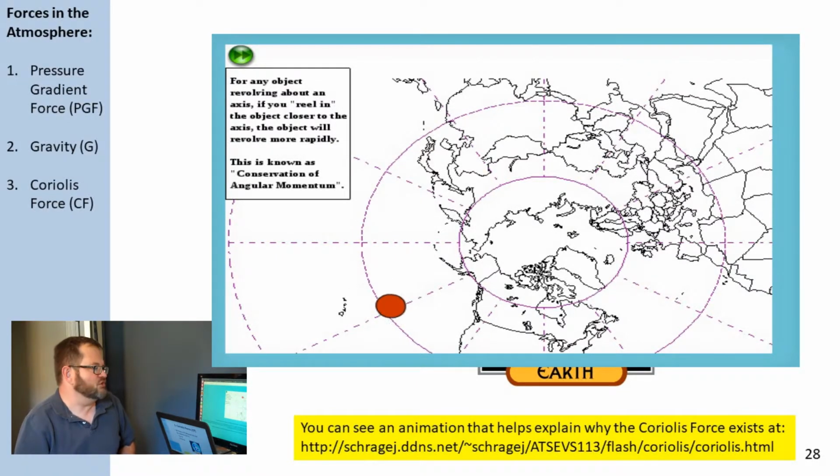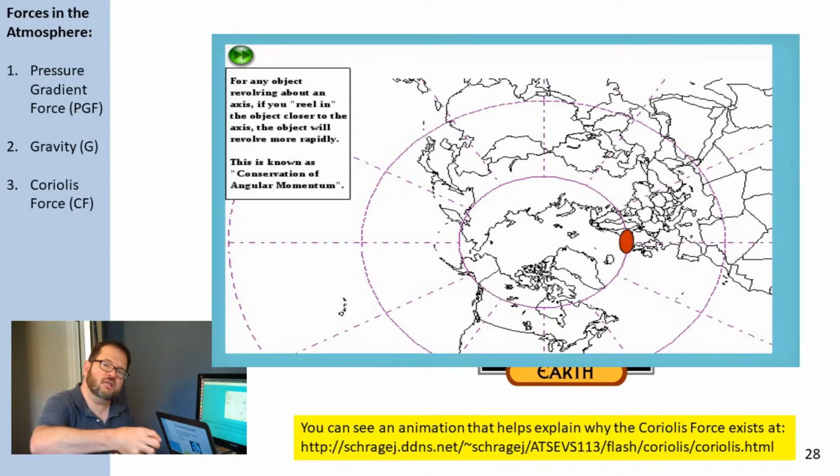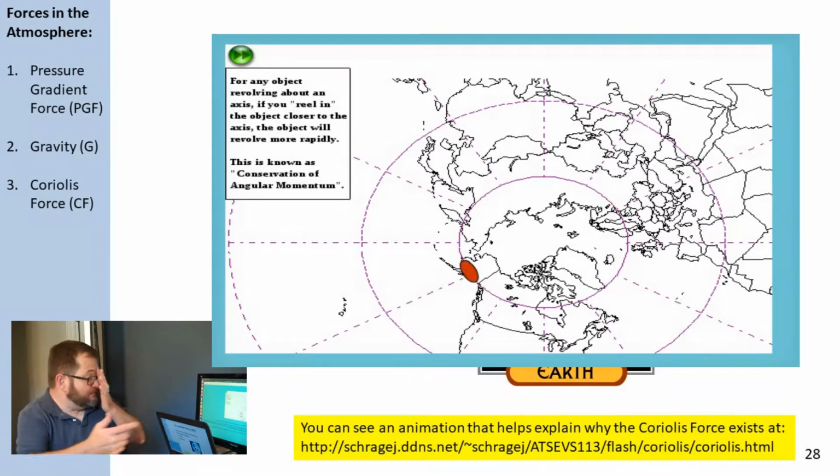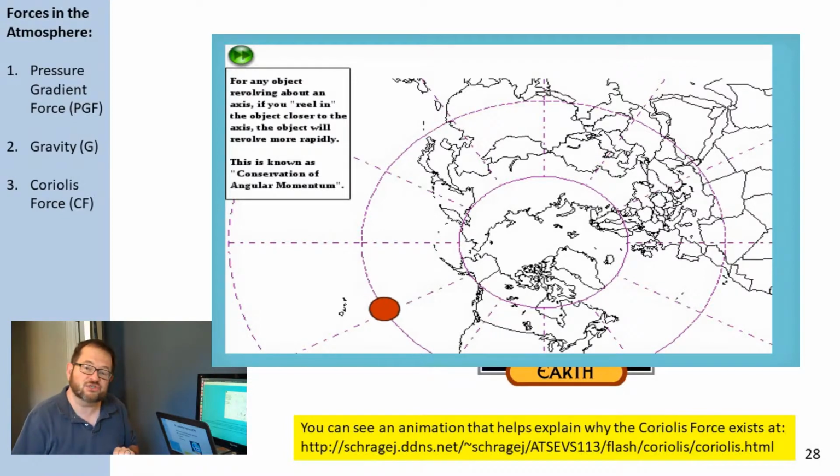So if you watch the animation here, you can see how this object, in this case this little red ball that I drew here, starts off going fairly slowly around the axis of the Earth, but if I pull it in closer to a different latitude line, it starts going faster and faster. Maybe it originally took some number of hours, let's say X hours, for it to go all the way around the Earth, but when I brought it in closer to the axis of the Earth, it happens faster. It gets around the Earth in less time.